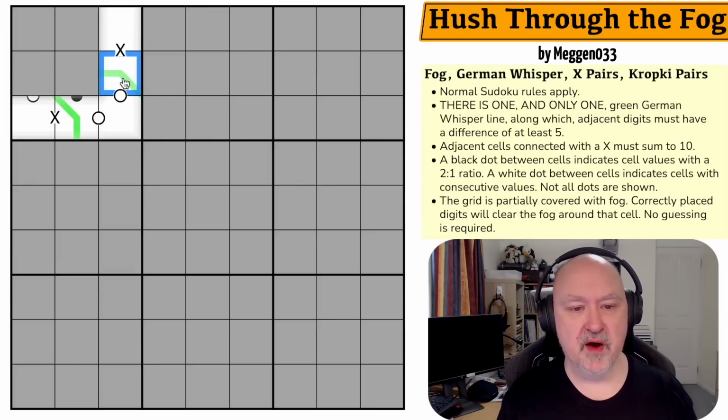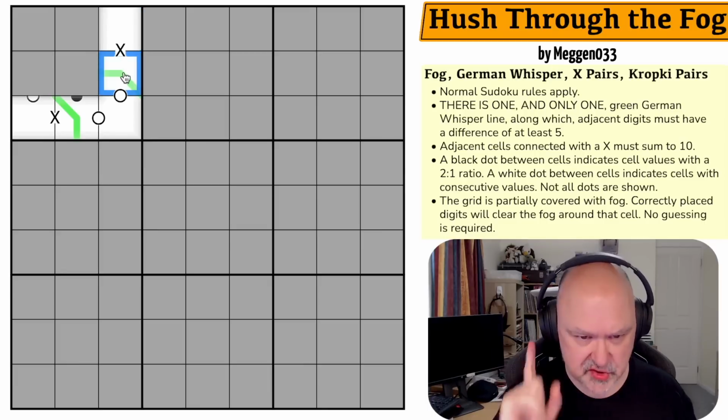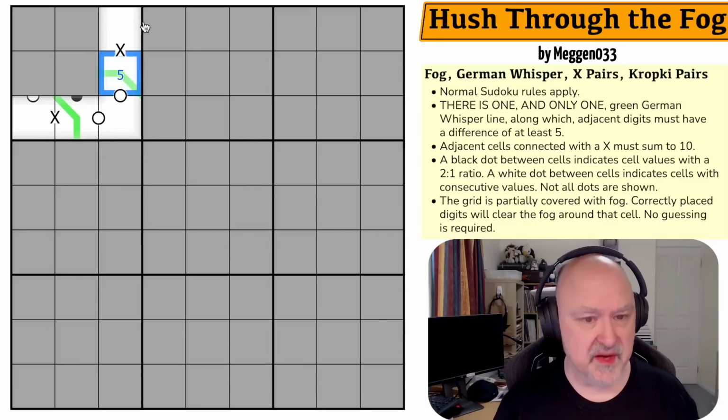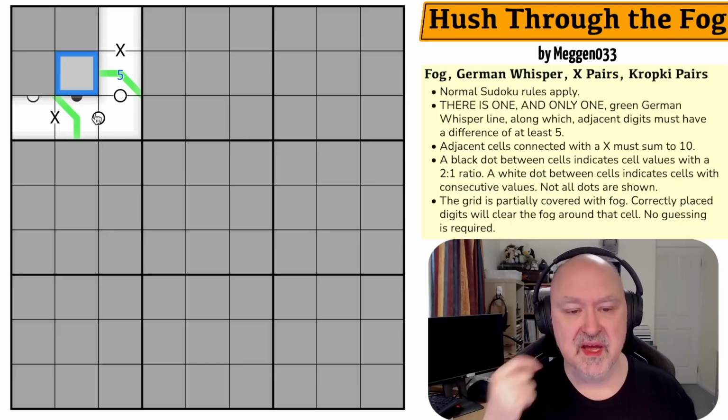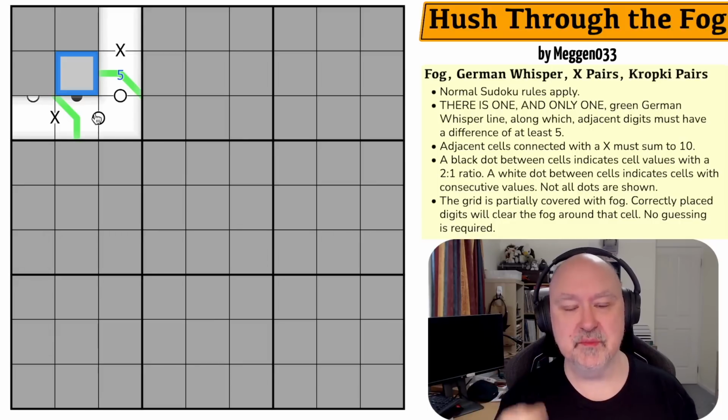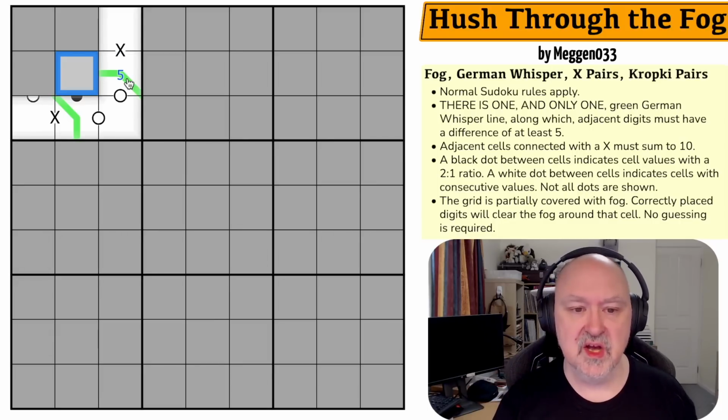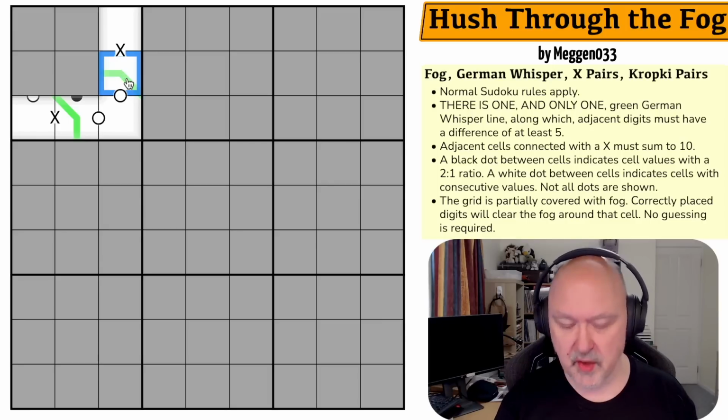You can never put a 5 on a German whisper line. I couldn't on these cells anyway because of the X, because if this is a 5, this would be a 5. But let's talk about the German whisper lines. Ignoring the X, if this was a 5, I couldn't put a value into that cell, because to have a 5 difference, you either have to add 5 or more or subtract 5 or more. If I added 5 or more, the digit would have to be 10 or higher. If I subtracted it, it'd have to be 0 or lower, not valid. So you never put a 5 on a German whisper line.